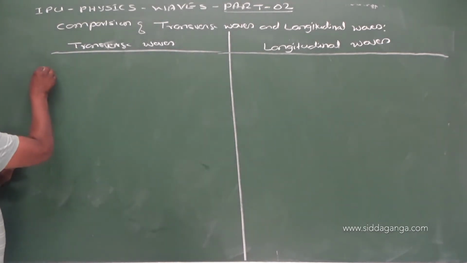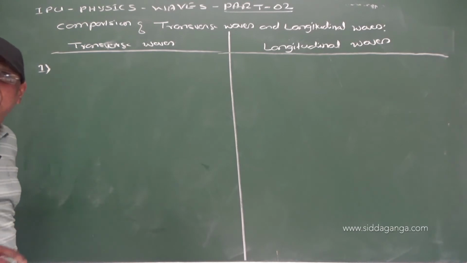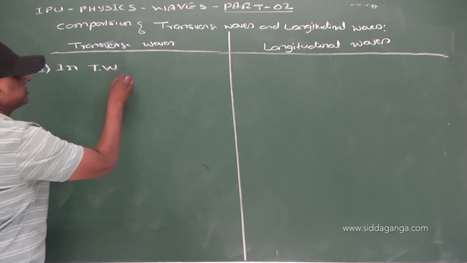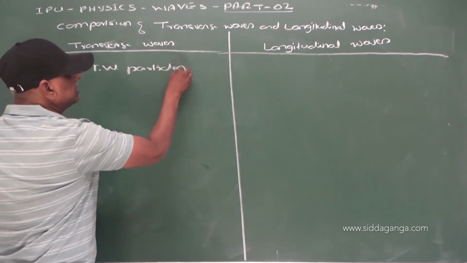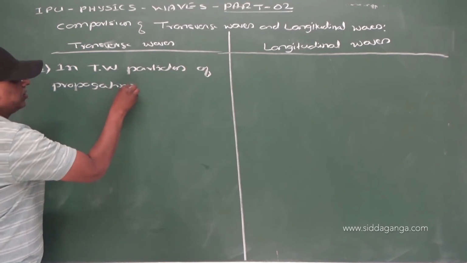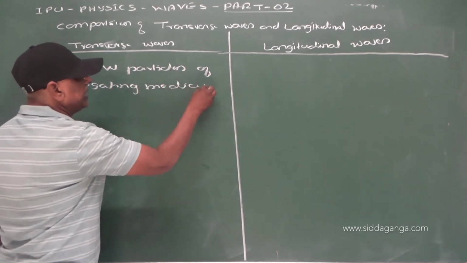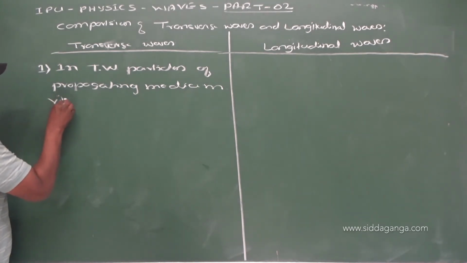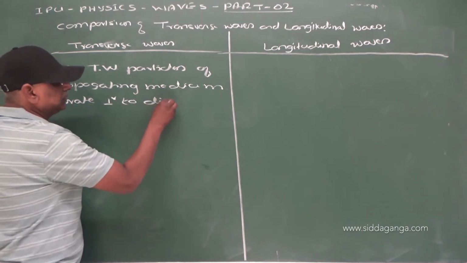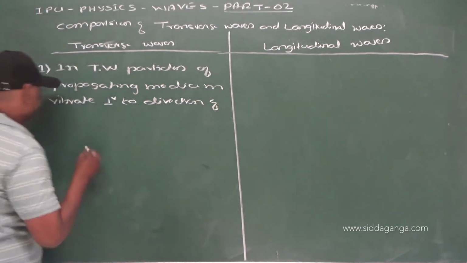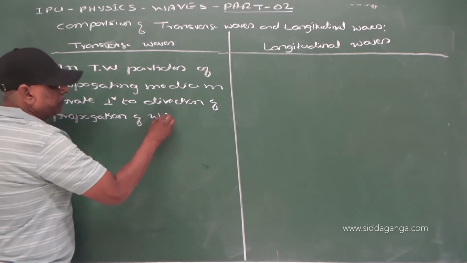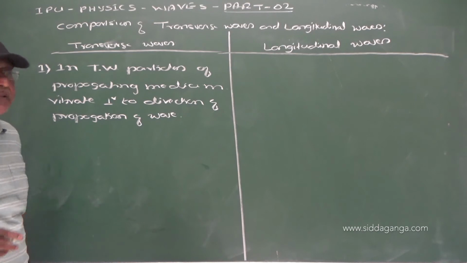Now the first one, right? In transverse waves, particles of the propagating medium vibrate perpendicular to the direction of propagation of the wave. It is the definition of a transverse wave.